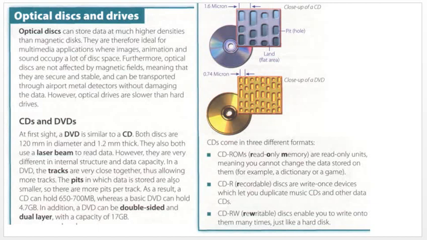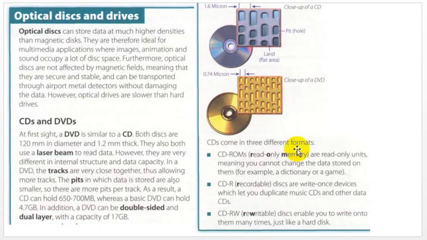Okay, see here is the picture 1.6 micron, that is a close-up of a CD. Pit, that is the picture of the pit. It means hole. That is the land where the pits are located, and this is 1.74 micron and close up to a DVD. See, a DVD is very close and a CD is larger, the pits are larger than a DVD.